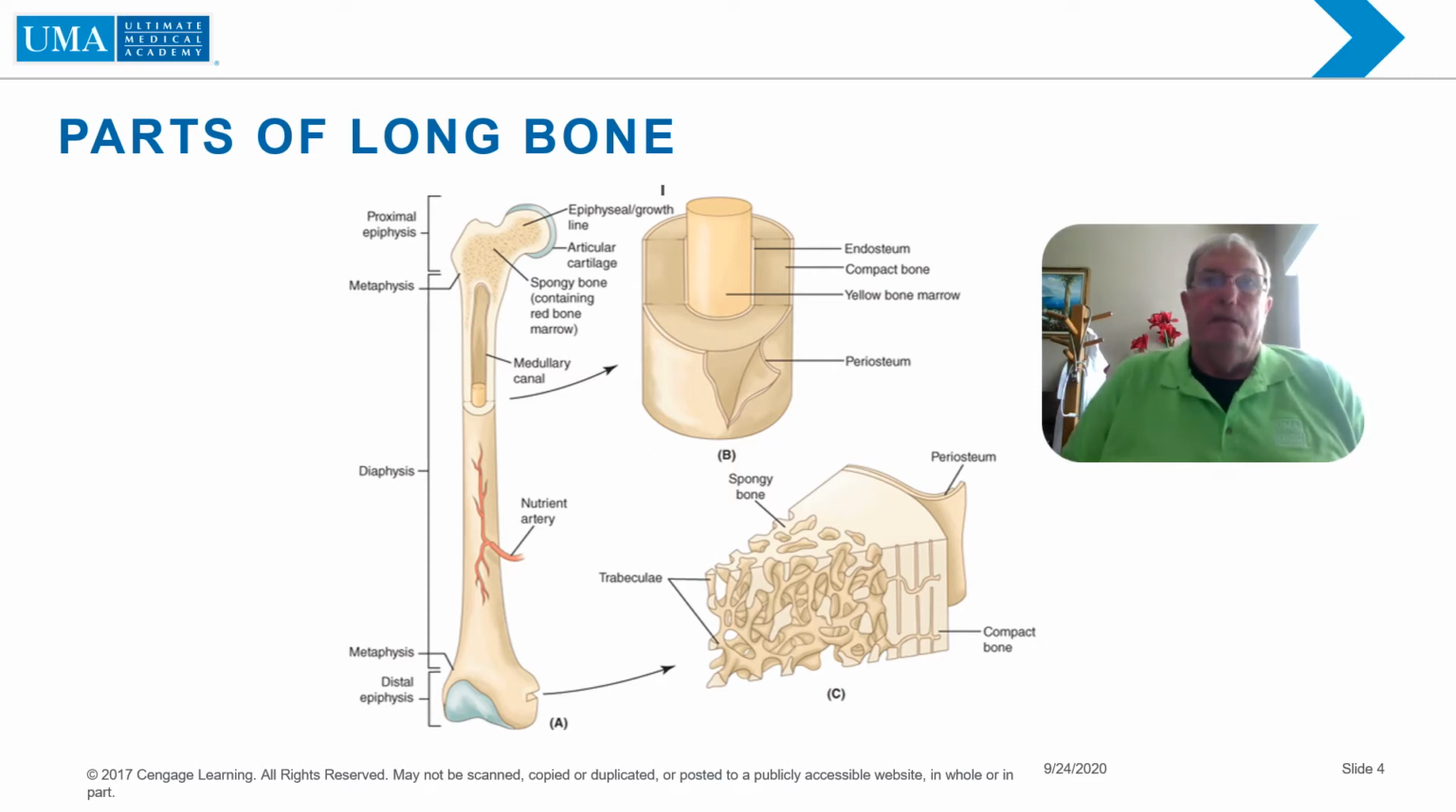Then you'll see a little line there. There's a little line that's very thin. It's called the metaphysis. The metaphysis contains a region of hyaline cartilage. It's like an epiphyseal plate in children and young adults.